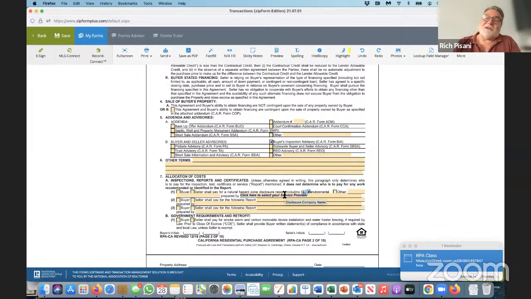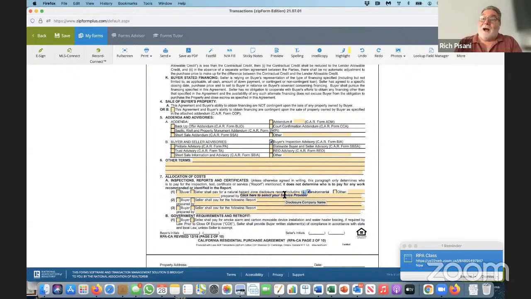That means if there is a tenting recommended, then that house has to be tented before close of escrow. So don't do it. Don't include it. Also, don't include having the buyer pay for an inspection report. I've been seeing that a lot too.